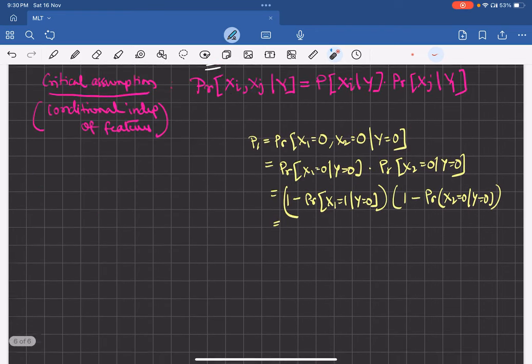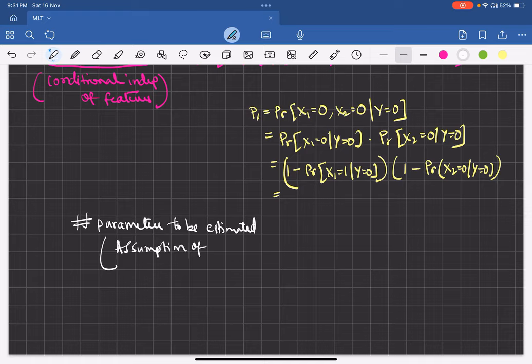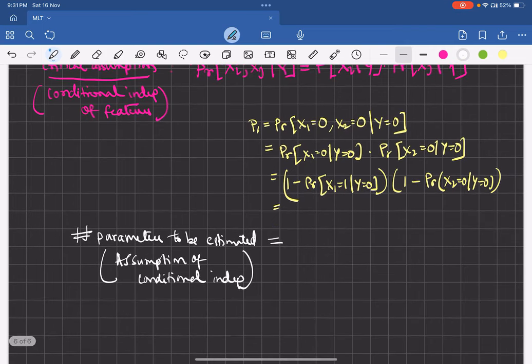So now let us look at the parameters to be estimated. The number of parameters to be estimated with the assumption of conditional independence, what is that equal to? That is nothing but 2 plus 2, which is 4. That's it.